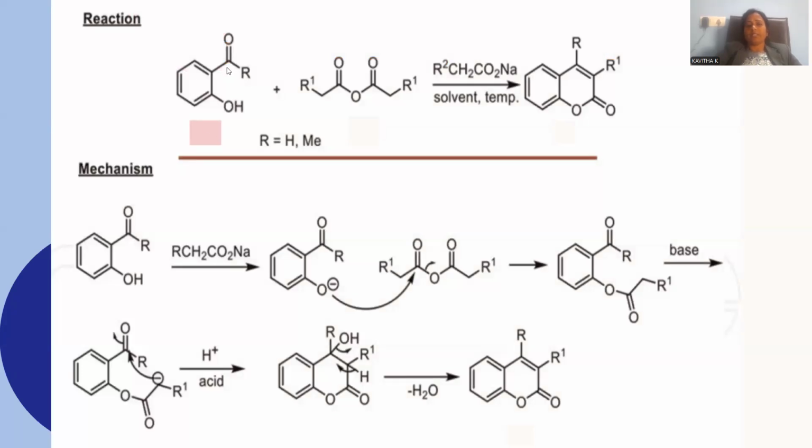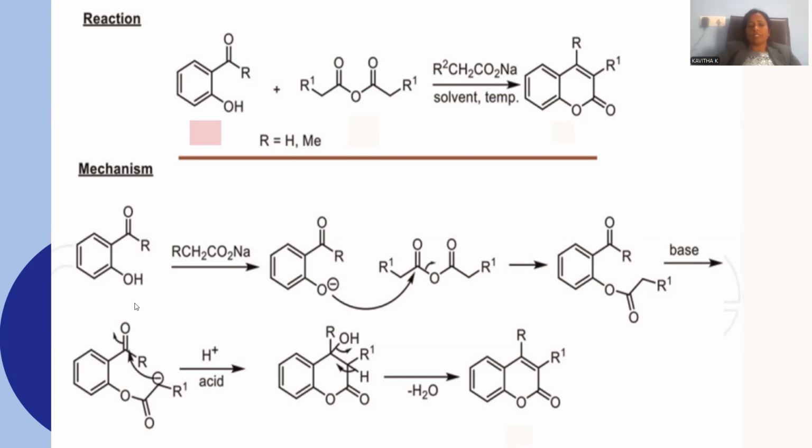Again, we are taking this kind of alpha hydroxyketonic salicylaldehyde derivative. Again, you may take salicylaldehyde, and here ethyl acetoacetate is taken as the active methylene compound. Sodium carboxylate is the kind of salt added, and a suitable solvent and optimum temperature are to be applied in order to achieve the coumarin as the final product.